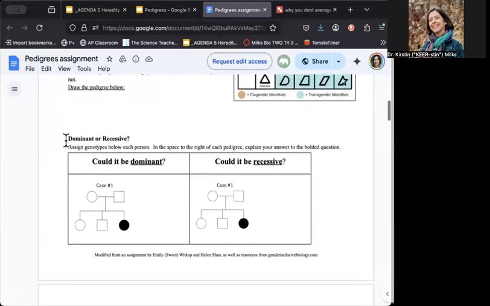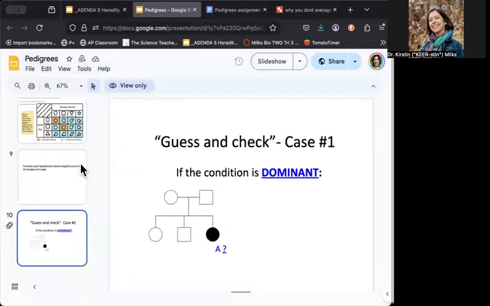Sorry, pals. All right, so next up, dominant or recessive. You're going to assign genotypes below each person in little writing. So you're going to draw the pedigree out, and then you're going to write a couple words about whether it could be dominant or recessive. If you don't need to draw it out twice, you don't have to, but quite a few people do. So it's up to you what you would like to do about it.